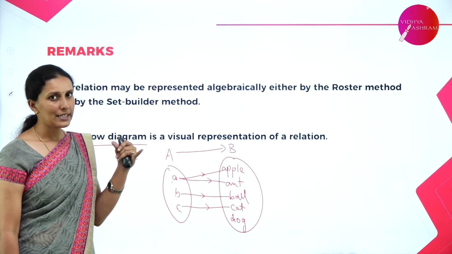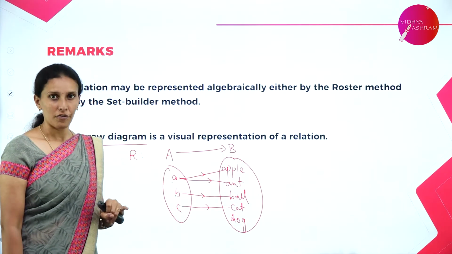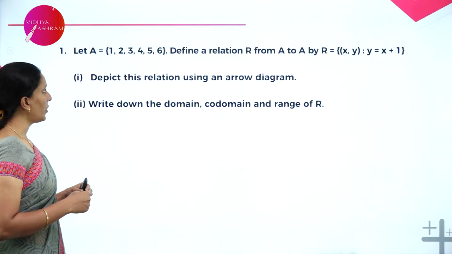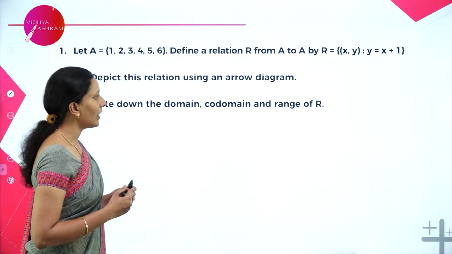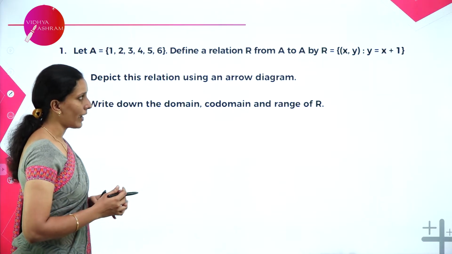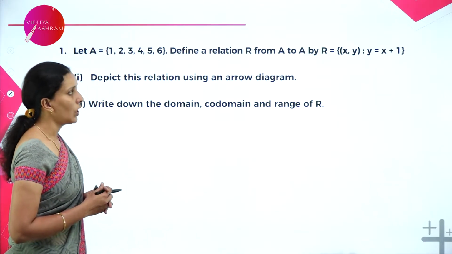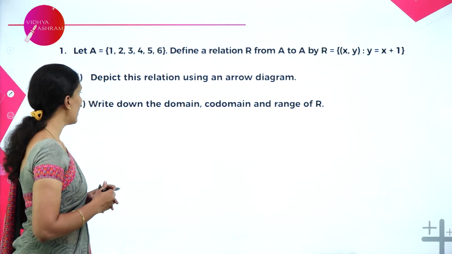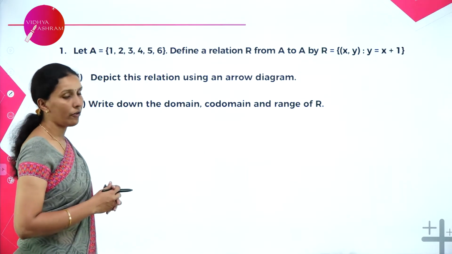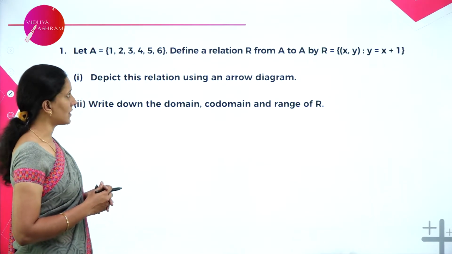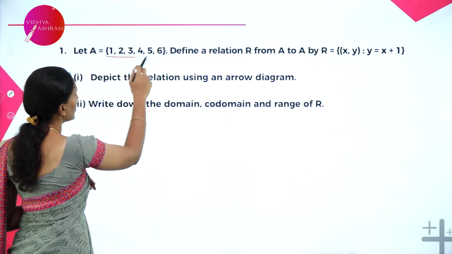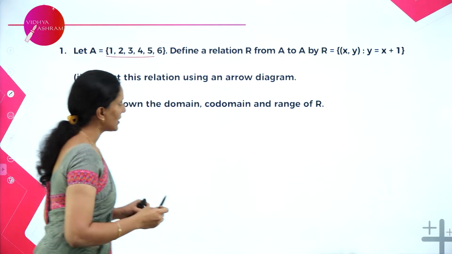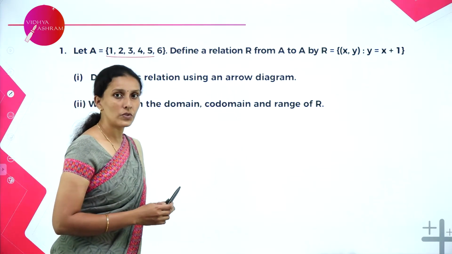So thus we can write the set in all these forms. Next, let A = {1, 2, 3, 4, 5, 6}. Define a relation R from A to A by R = {(x, y) : y = x + 1}. Depict this relation using an arrow diagram. Write down the domain, codomain, and range of R. So here the condition is given. I need to define a relation from A to A itself. That means I have to take two sets here. I need to write this relation using an arrow diagram.